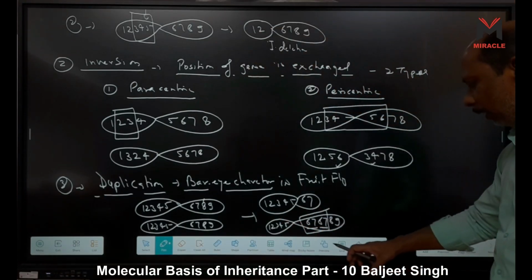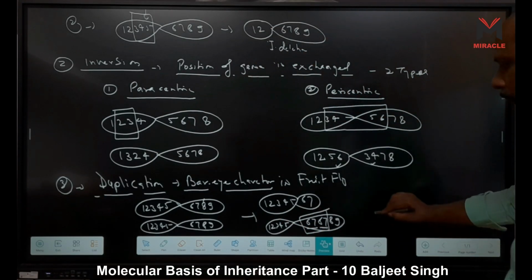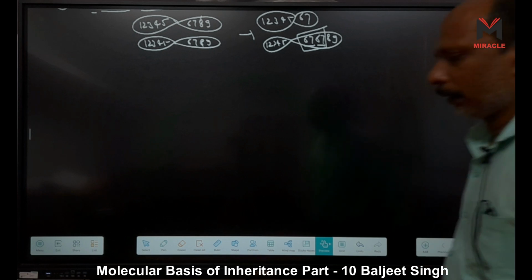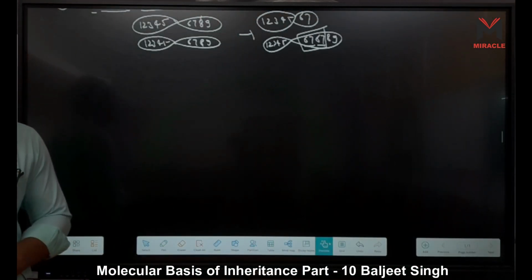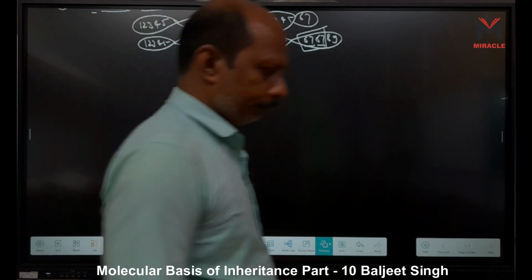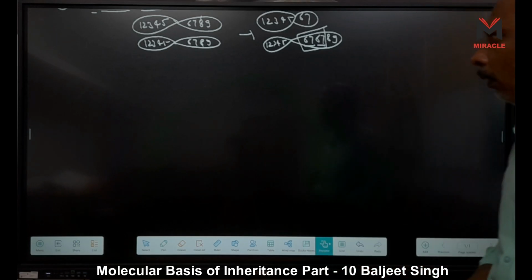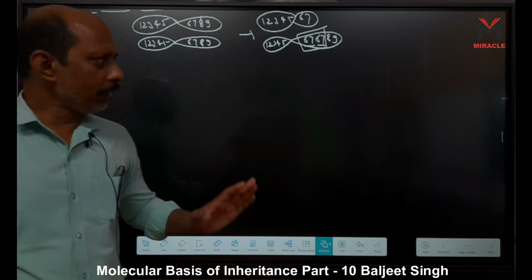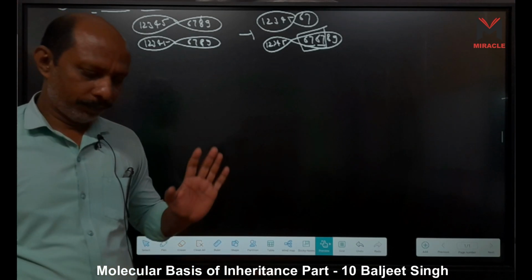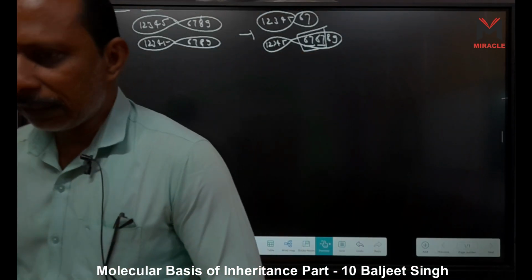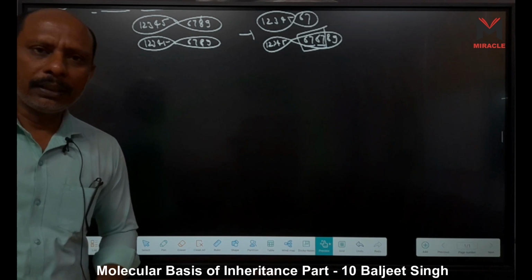Now after duplication, the last one is translocation, the third and last chromosomal aberration. Translocation means transfer of this. One thing is there: it occurs between non-homologous chromosomes. That is important. It occurs between non-homologous chromosomes. That means this one is illegal.